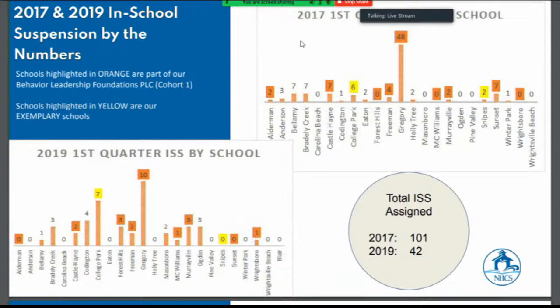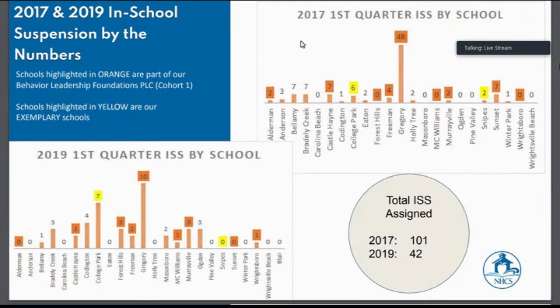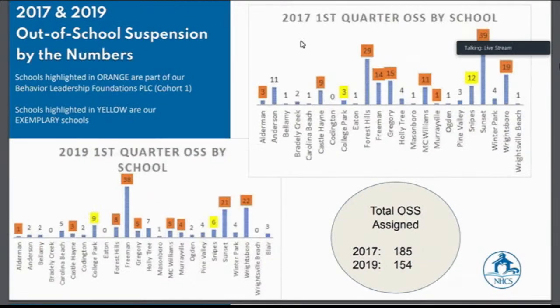So in 2017, you can see first quarter in-school suspension by school. And then you have in the next block, 2019 first quarter in-school suspension by school. And I won't read through all of the comparisons, but it provides a visual just for comparison's sake. I would like to bring your attention to the total ISS assigned, again, in-school suspension assigned. In 2017 was 101. In 2019, 42. So I'll move on to the next.